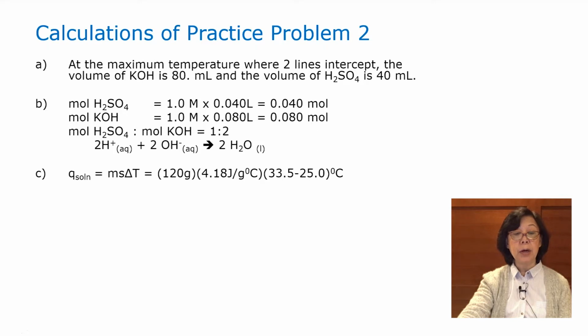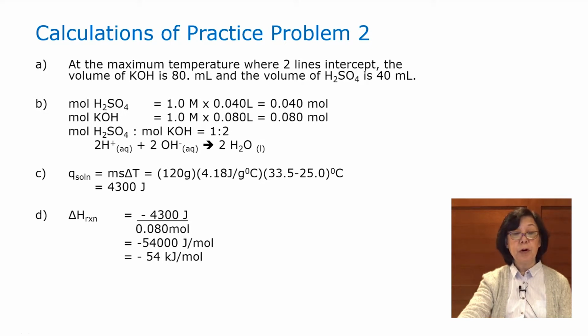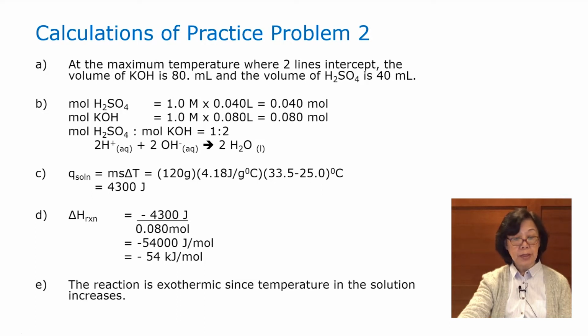Calculating Q, it is equal to 120 grams, because we have 120 ml with a density of 1 gram per ml like that of water, times the specific heat of water 4.18, times the temperature change, which is 33.5 minus 25. And we have 4,300 joules of heat. Dividing that by moles and changing the sign to convert into the enthalpy of the reaction, we have negative 54 kilojoules per mole of KOH. The reaction is exothermic because the temperature in the solution increases.